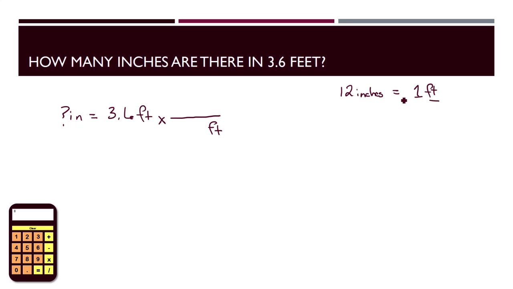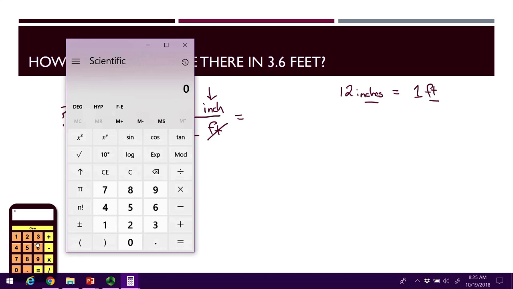Well, if feet is in the denominator, that means that inch will be in the numerator. And so the numbers here are that 1 foot is equal to 12 inches. So feet and feet will cancel. The only unit that I have left is inches. And so now it's just a matter of doing the math. It's 36 times 12, okay? So let's go ahead and type that in our calculator.